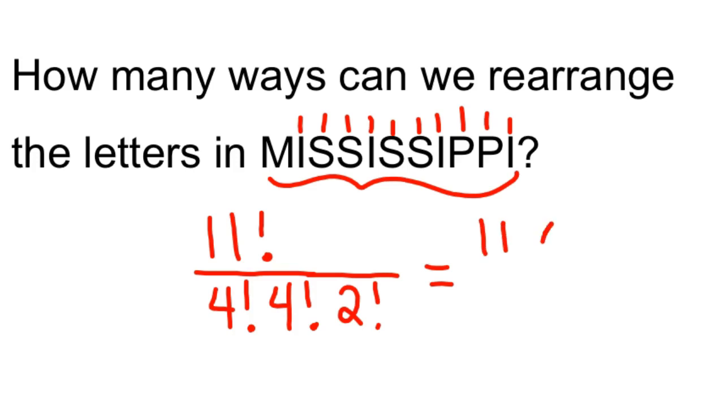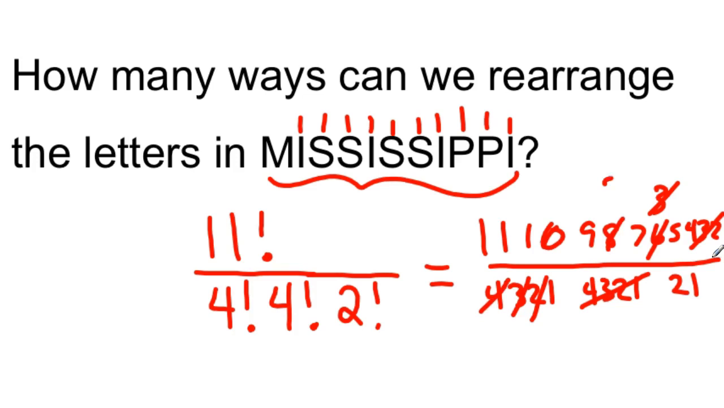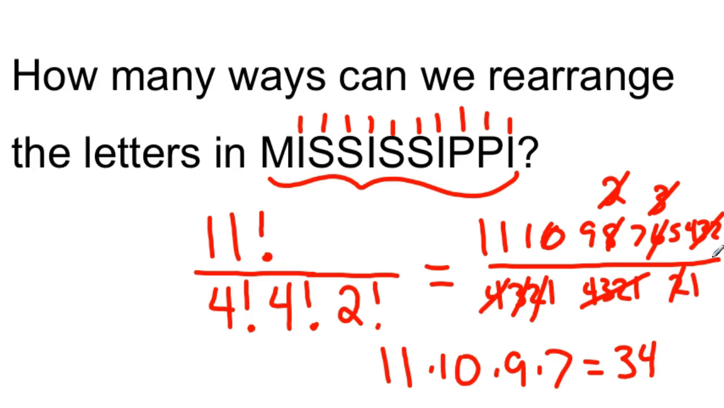And so we've got 11, 10, 9, 8, 7, 6, 5, 4, 3, 2, 1. The 1 ran off the screen there. We'll leave it there. And then we got 4, 3, 2, 1, 4, 3, 2, 1, and 2, 1. And if you cross out 4, 3, 2, 1, 4, 3, 2, 1, those are gone. Those are 1. 2 and 6 is 3. 3 and 3 cross out. 4 and 8 leaves you 2. 2 and 2 cross out. And so you're left with 11 times 10 times 9 times 7, which, if you multiply those out, is 34,650 ways to rearrange the letters in the word Mississippi.